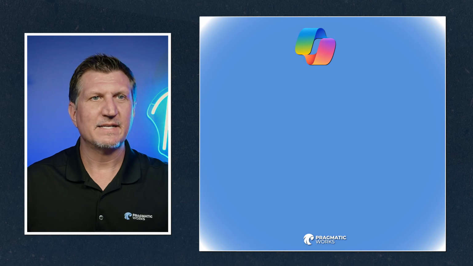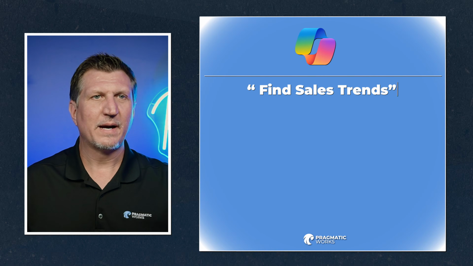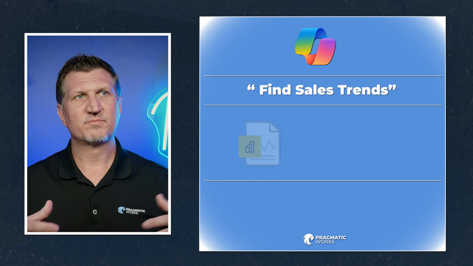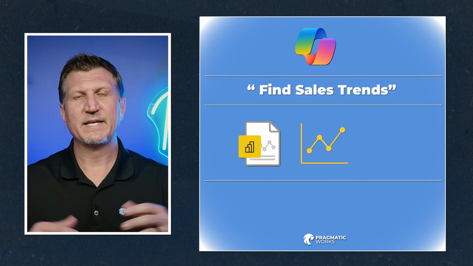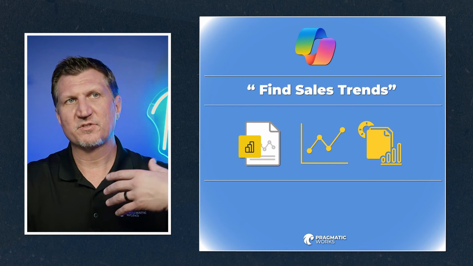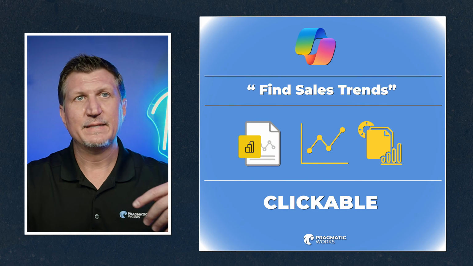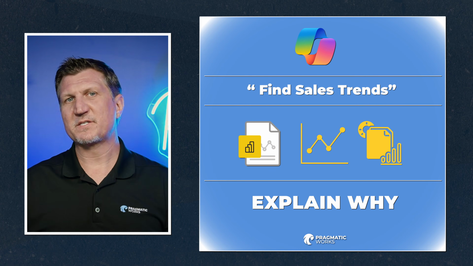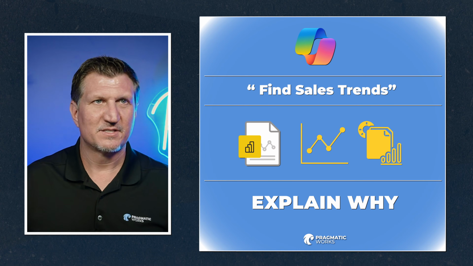When you ask something like find sales trends, Copilot searches across your workspaces and returns ranked results, reports, visuals, data that match your intent. The results are clear, they're clickable, and they explain why they were returned. So this prepares us for a couple of demonstrations. So let's get right into it.